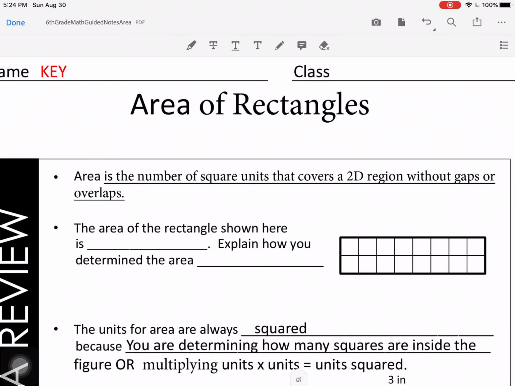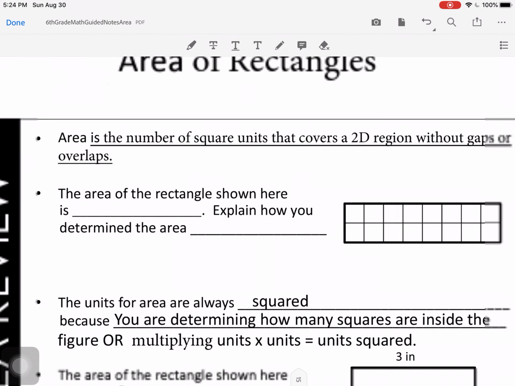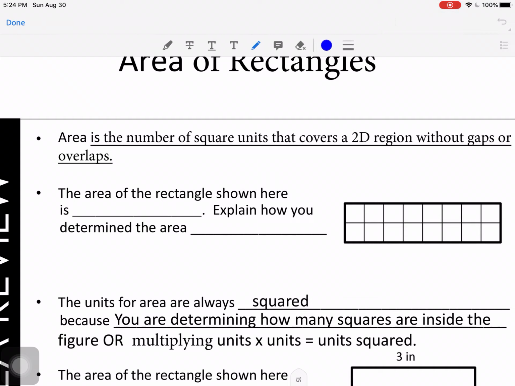These notes on area of rectangles. Area is defined as the number of square units that covers a 2D region without gaps or overlaps. The area of the rectangle that's shown here is 16 square units.